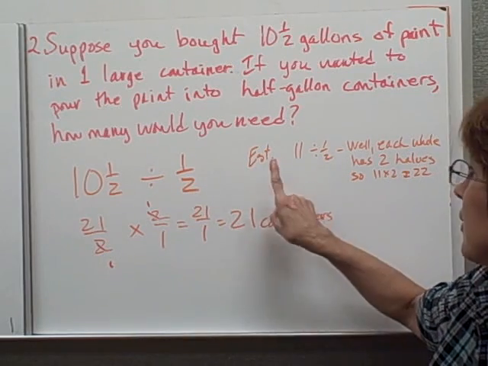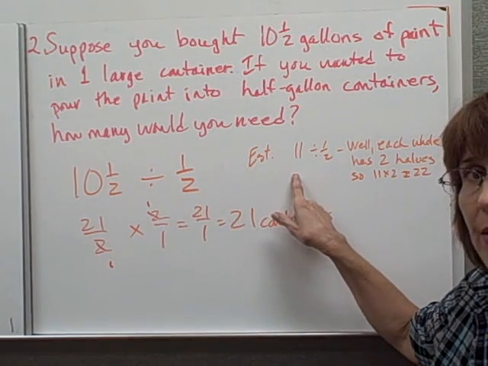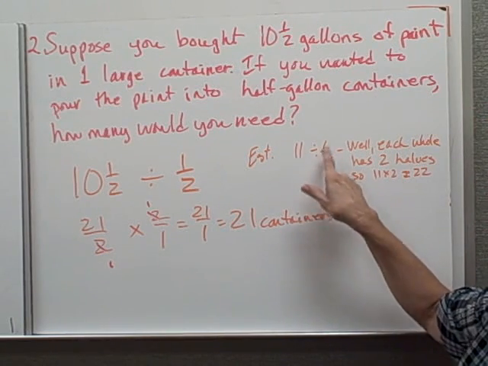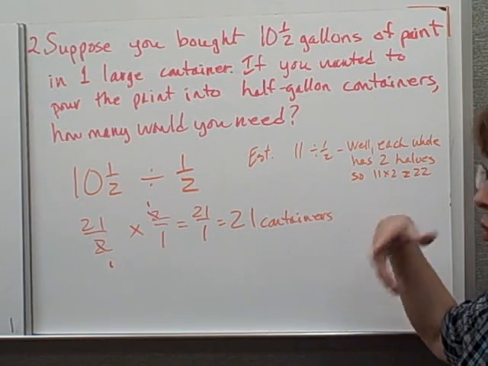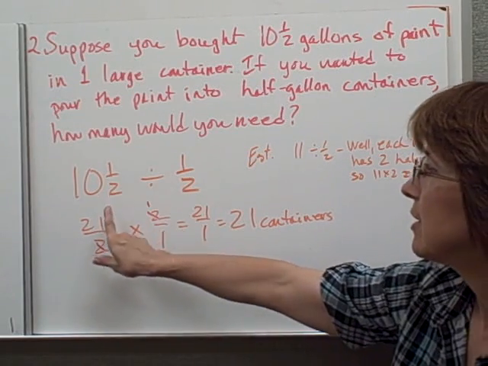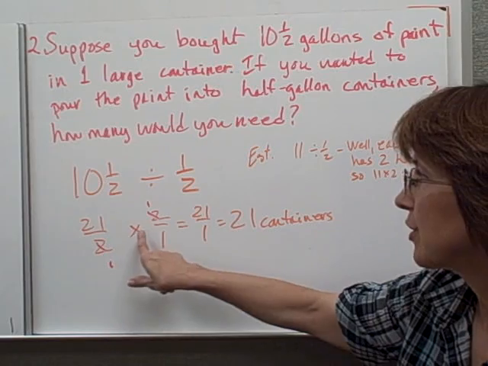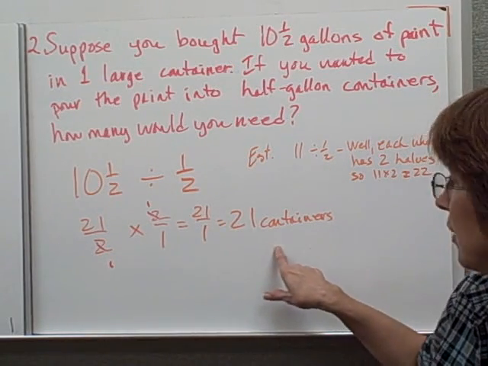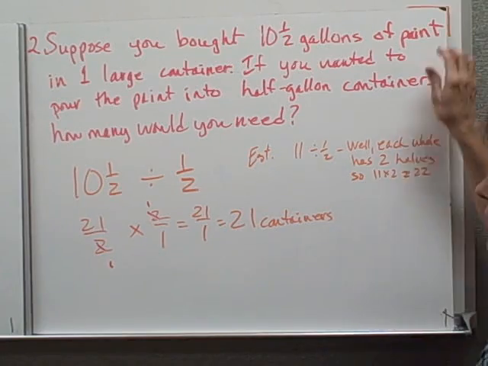Okay, let's estimate first. 10.5 rounds to about 11 divided by half. Well, what you're really asking is how many halves are in 11? Well, each one has 2, so it's really 2 times 11, 22. Let's see what happens. So go 10.5, make that into an improper fraction, keep it, change it, flip it, and we get 21 over 1, which is 21, which is very close to our 22.